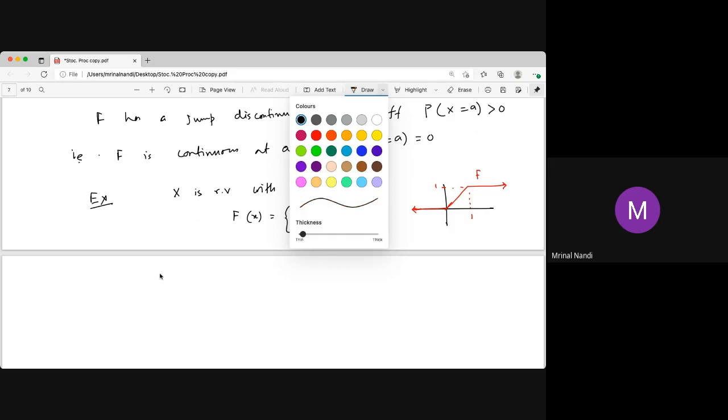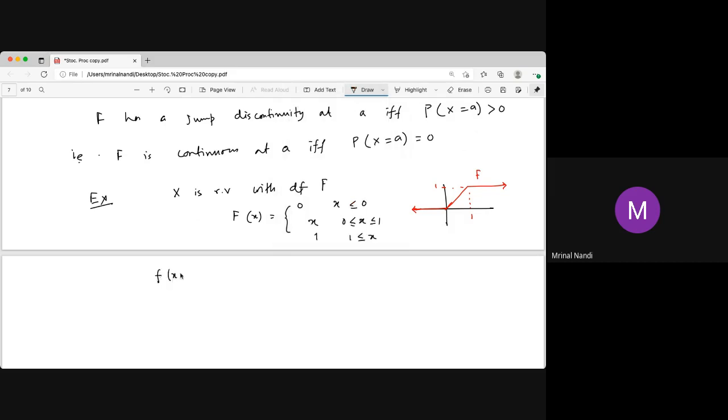And next, if you want to differentiate that, what is f(x)? It is just F dash x, but it is important that x cannot be equal to 0 and 1, because at 0 and 1 the small f is not continuous. So in between 0 and 1 it is 1, and if x is less than 0 or x is greater than 1, then it is 0 because it is a constant function there, and from 0 to 1 it is x, so its derivative is 1.